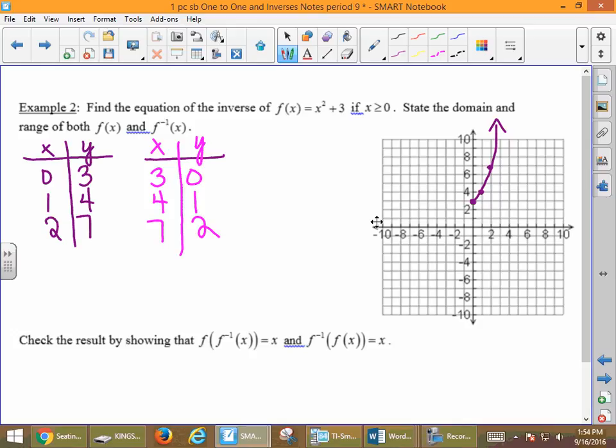So we can already get the picture. 3, 0, 4, 1, and 7, 2. And there's our picture. Remember that these graphs should be symmetric over the line y equals x. And the line y equals x starts at the bottom left corner and goes to the top right corner. So a mental check is that if we fold this lilac graph over that red line, we'll land on this curve right there. And it should.